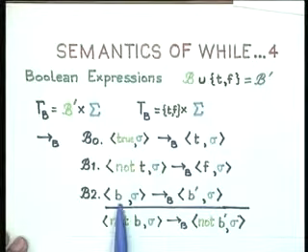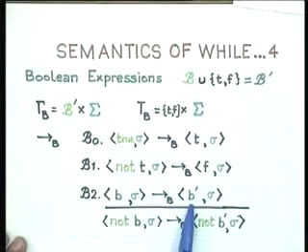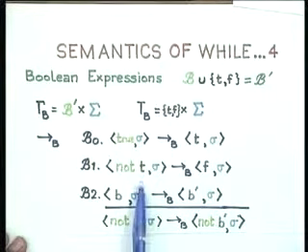If b is some complicated Boolean expression, it might have to be evaluated in several steps. Remember that they are all syntactic transformations, so symbol manipulations. This b might go to some b prime, and therefore not b will go to not b prime, and this rule will be applied several times till finally this b has been reduced to a truth value.